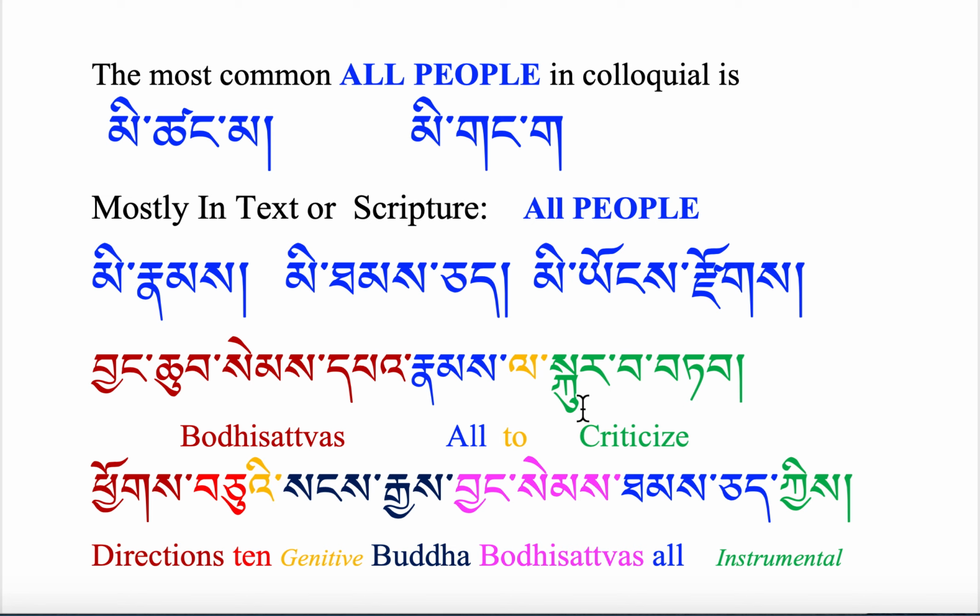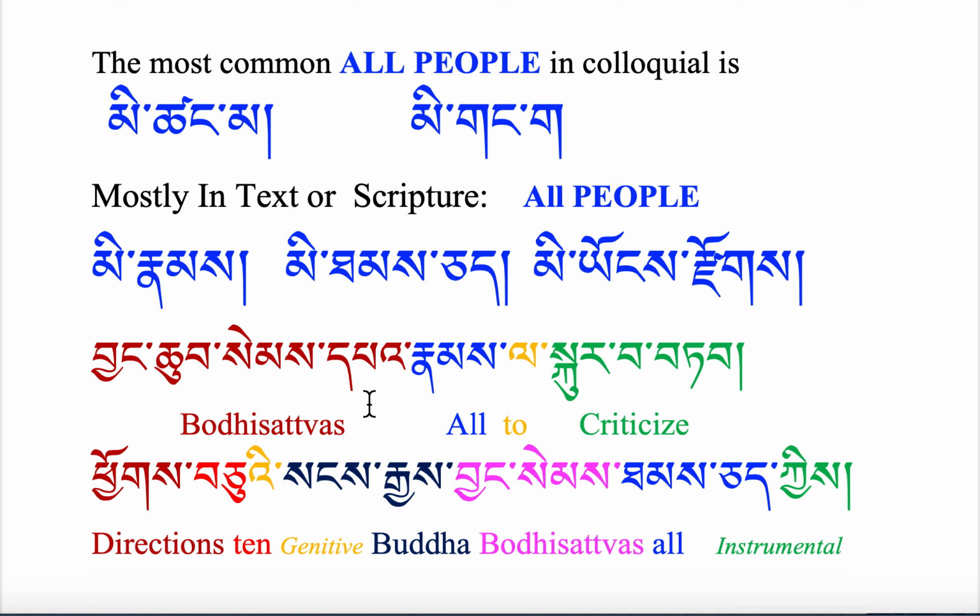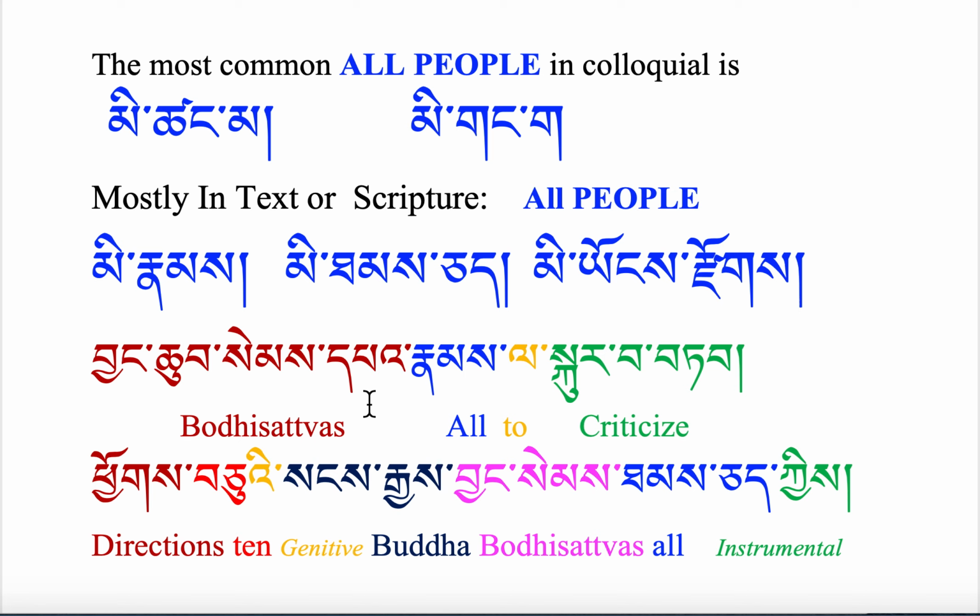Kuruwa tap. Tap is criticize. So this one is just trying to show you how it looks in the text. I don't want to go into so much detail. And here, chokju is a chok, is direction, ten directions called chokju. Direction is chok, chu is ten. This one is genitive. Basange is a Buddha.